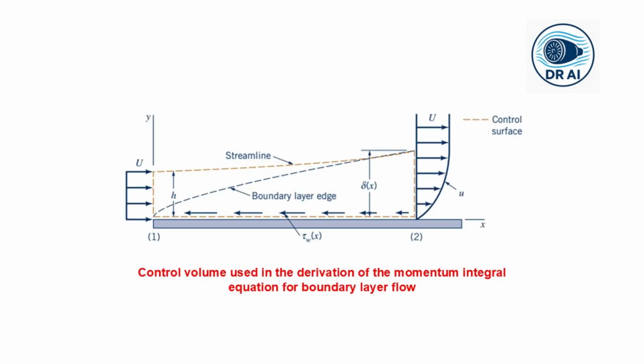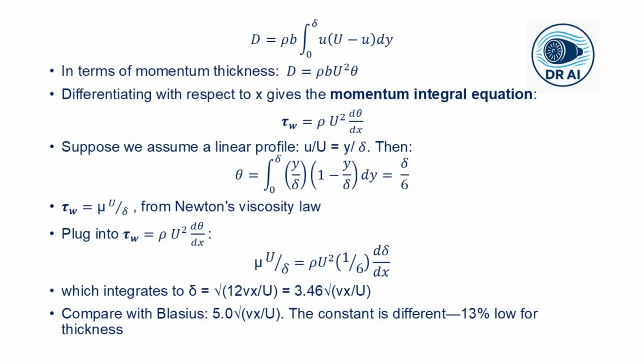So now consider a control volume from the leading edge to some location x, extending from the plate up to a streamline just outside the boundary layer, applying the momentum equation on it. So what do we find over here? The drag on the plate equals the deficit in the momentum flux at the outlet. Now, in terms of the momentum thickness, drag can be represented as D equals rho b U squared times theta. So this is beautiful.